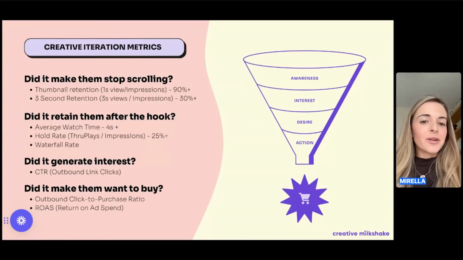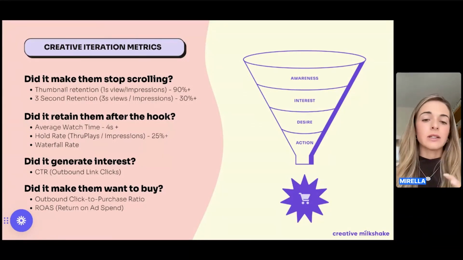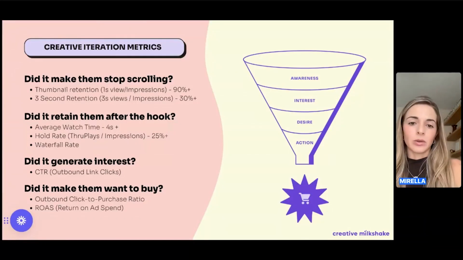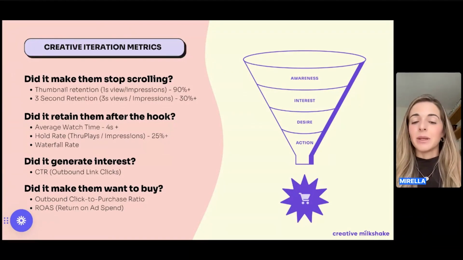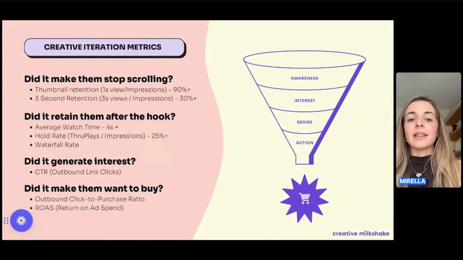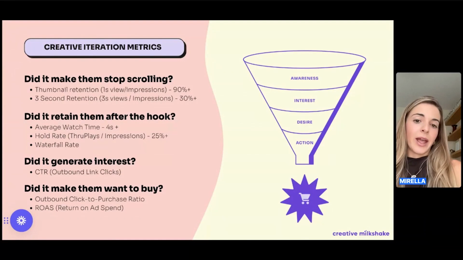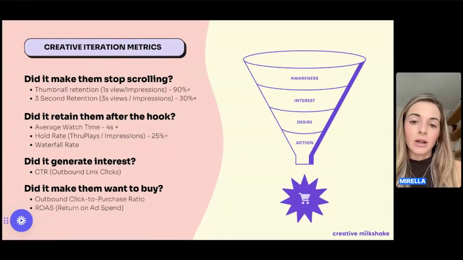And then the other metrics don't necessarily correlate so much to specific creative iterations, but just tell you a bigger story. So did it generate interest? Did it make people want to click? So the outbound link click rate. And then did it make them want to buy, which is the click to purchase ratio and your return on ad spend. The click to purchase ratio is an important metric to evaluate that congruency we talked about.